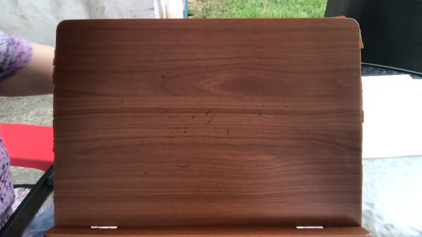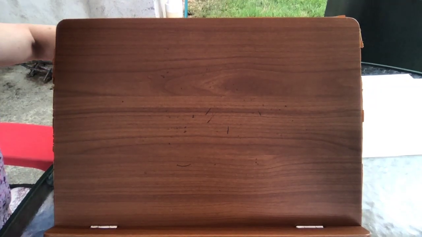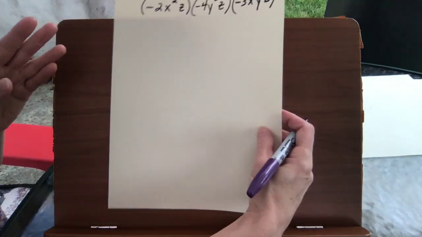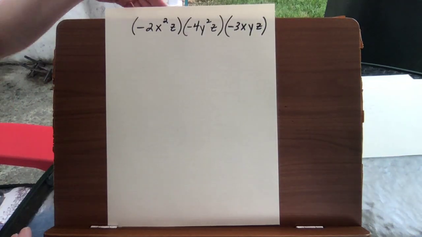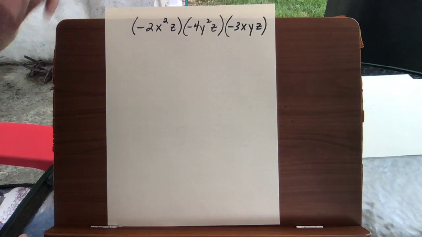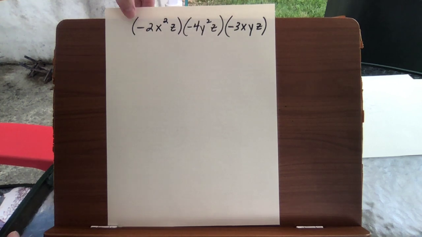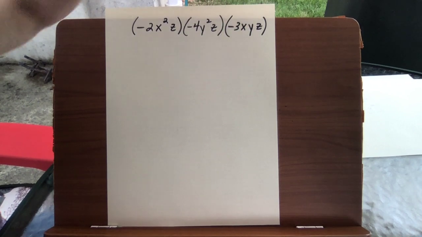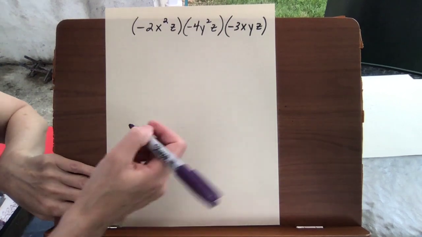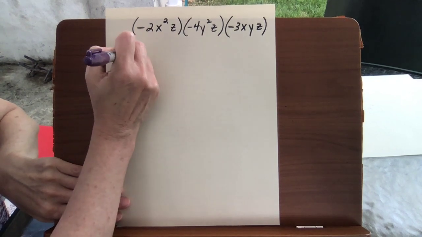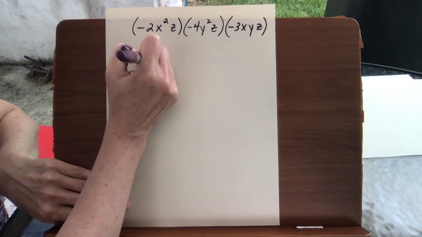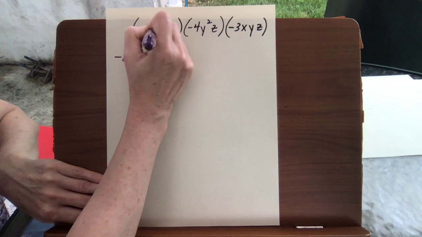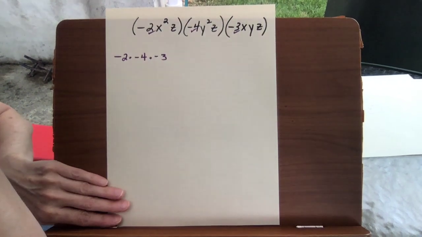All right, next problem, jazz it up a tiny bit more. We're going to have the multiplication of 4 different terms: 2x squared z times negative 2x squared z times -4y squared z times -3xyz. So I'm going to bundle all my numbers together, all my coefficients. So -2 times -4 times -3. Check, check, and check. They're gone.